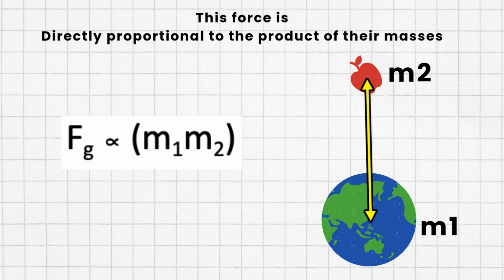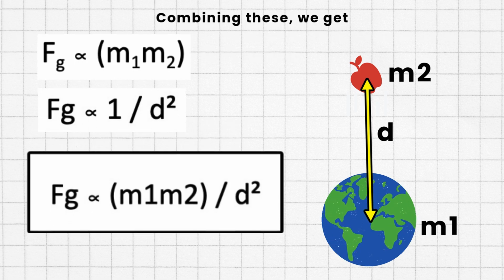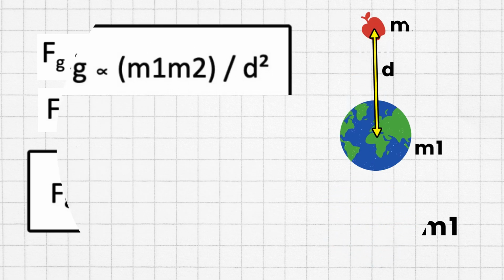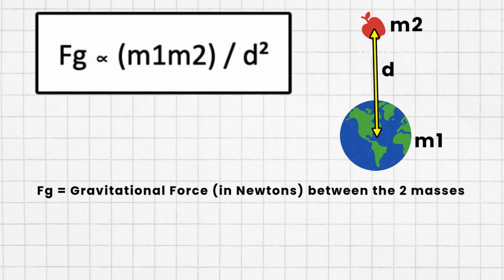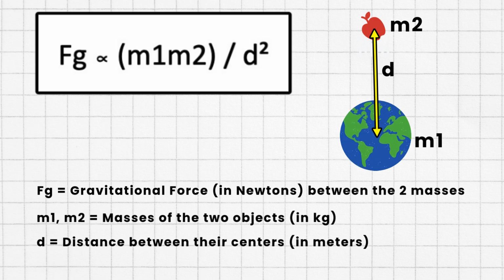So we can say Fg is proportional to m1 times m2. And this force is inversely proportional to the square of the distance between their centers. So Fg is proportional to 1/d square. Combining these two relationships, we get Fg is proportional to m1 times m2 divided by d square, where Fg is the gravitational force in newtons, m1 and m2 are the masses of the two objects in kilograms, and d is the distance between their centers in meters.